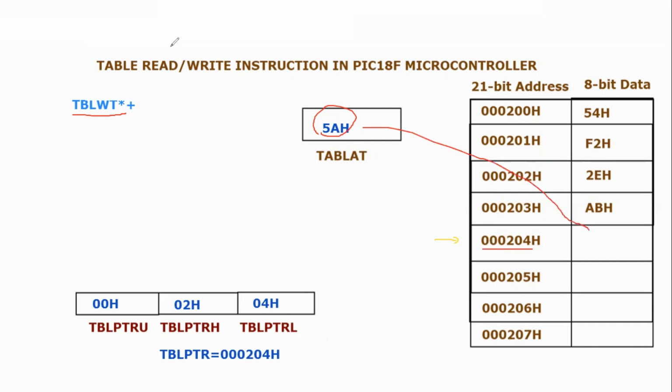So after the execution of this instruction, the content will become 5A hex, right? Furthermore, not only will this content get copied inside this location, this plus sign also indicates this table pointer value will be incremented, which means this value will become 205, and for that purpose the lower portion of table pointer will be modified and incremented by 1, so it will become 05. So this is how this instruction works.